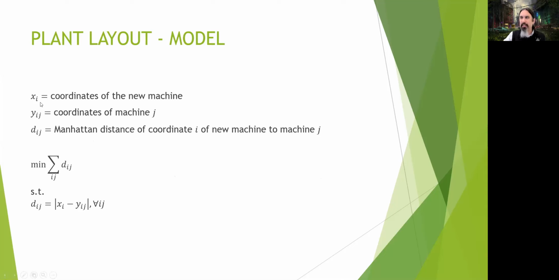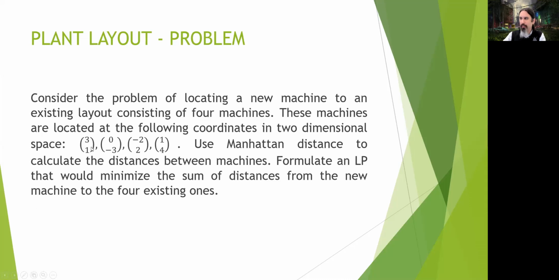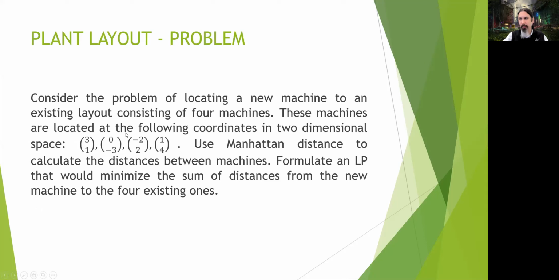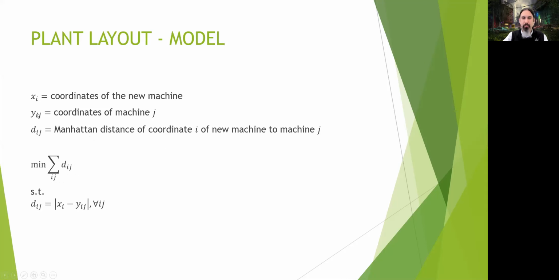For example, x1 and x2 are going to be the location of the new machine. y11 and y21 are going to be the coordinates for machine 1, which we already know over here, 3 and 1. So y11 is this one, 3, y21 is this one, 1. And now we are going to find all the y values, of course, from here. We can write them. It's easy. And dij is going to be the difference between xi and yi. So we can write it like this.